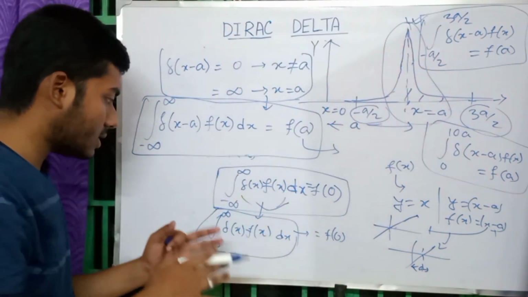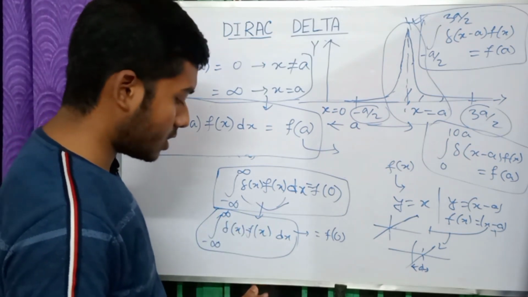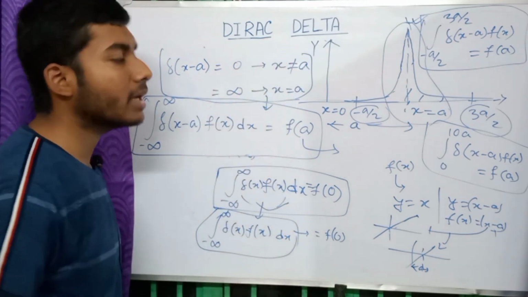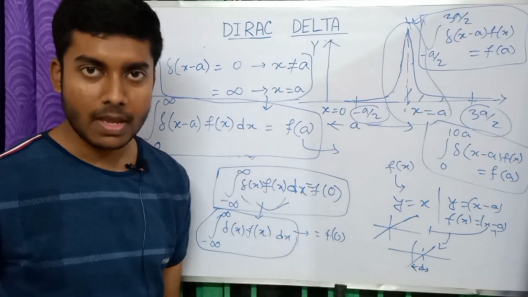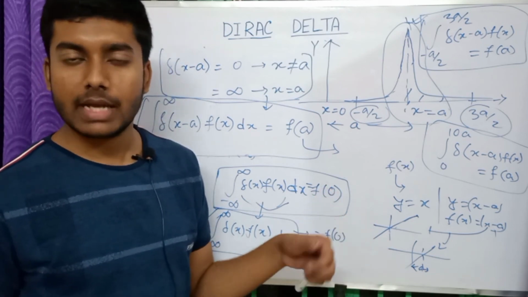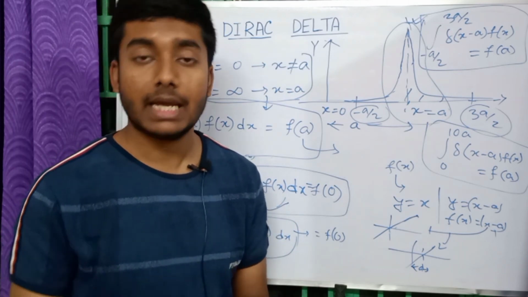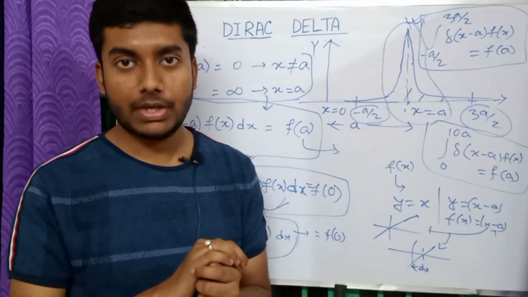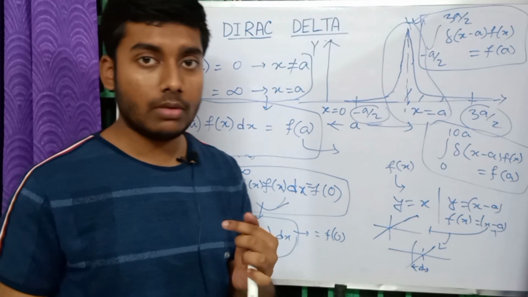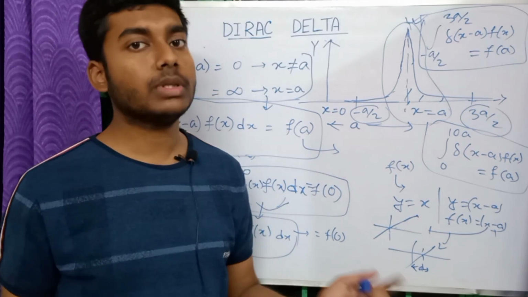Okay, so these are all the concepts, formulas and properties of the Dirac delta function. I think you have understood all the concepts behind this topic, the one-dimensional Dirac delta function. In the next video, I will discuss in detail the three-dimensional Dirac delta function, and I will also cover how the problem which I mentioned in the first video of the Dirac delta function can be solved easily with the help of the Dirac delta function.